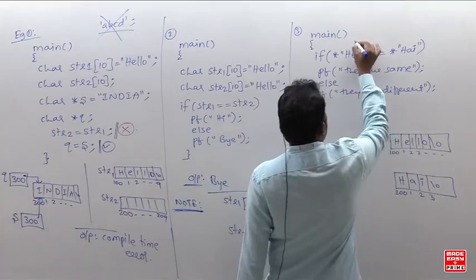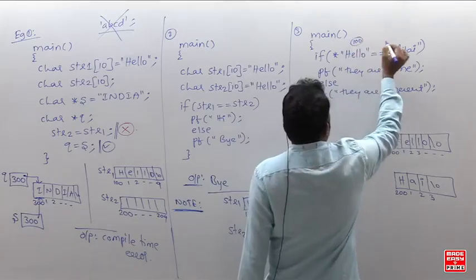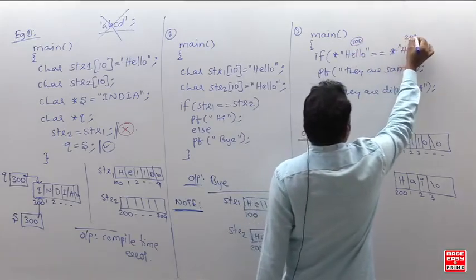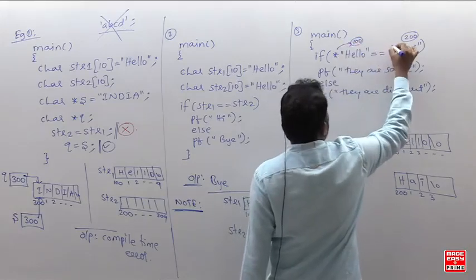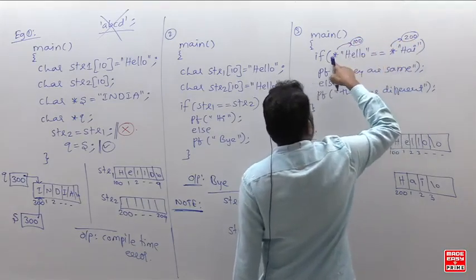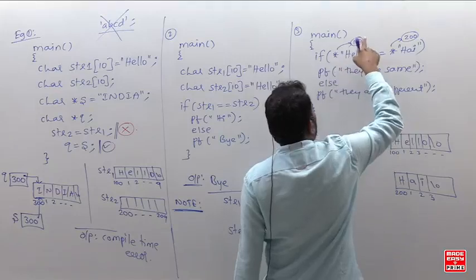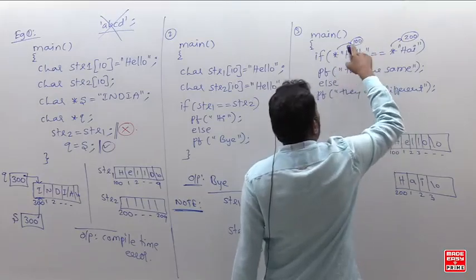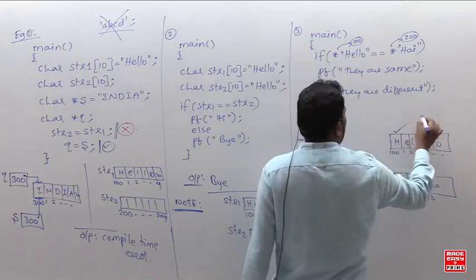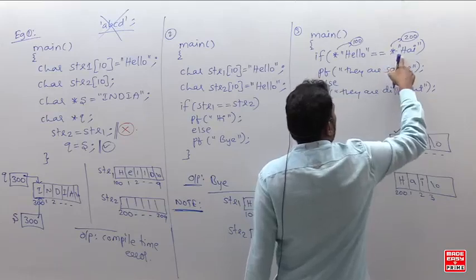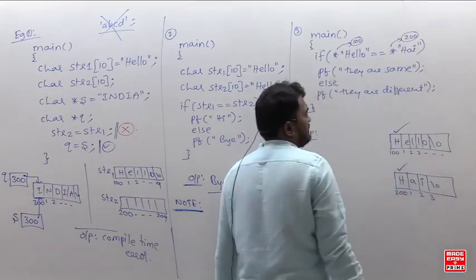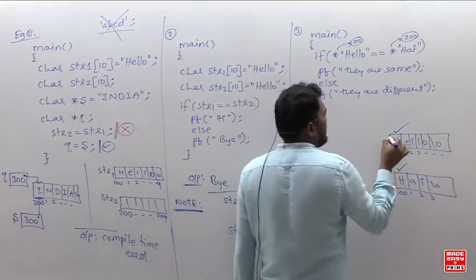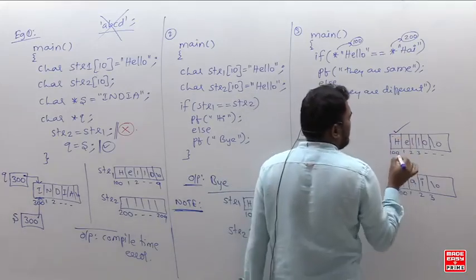Now here the base address is 100, and here it is 200. Now you are applying star. Star means the value at the location 100. The value at location 100 is H. The value at location 200 is also capital H. So capital H means you will have the ASCII value.